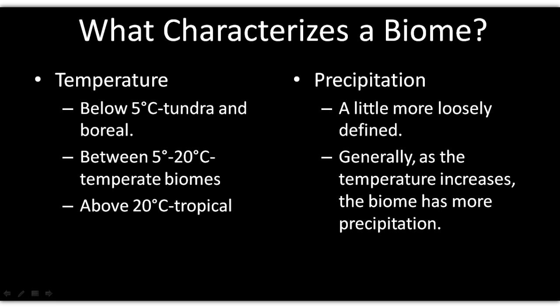If you're between 5 and 20 degrees Celsius, you're looking at something more temperate, which is kind of where we live. And if your average temperature is somewhere above 20 degrees Celsius, you're probably in a more tropical location. And those are some guidelines.